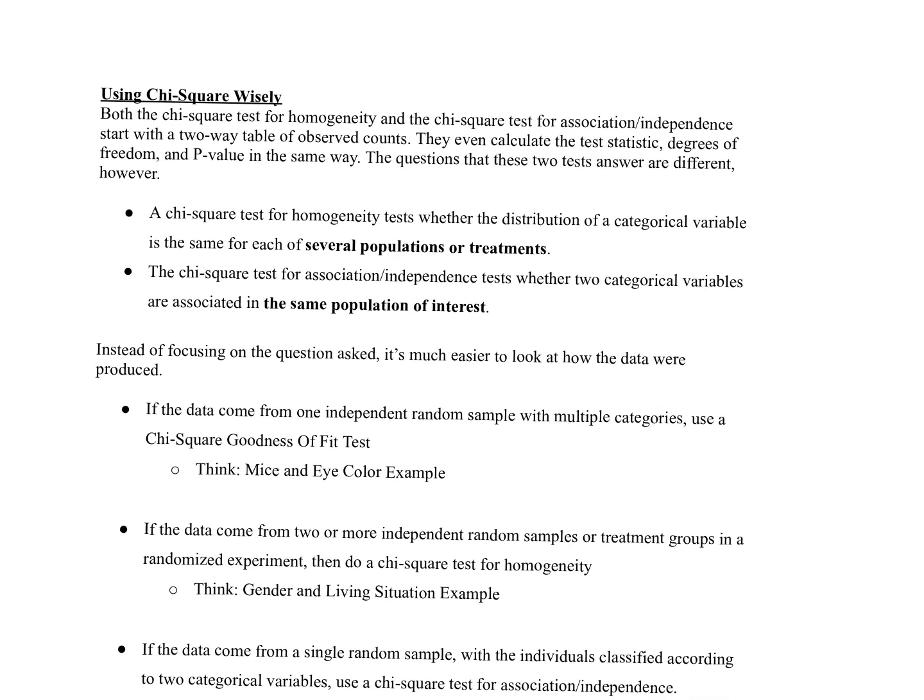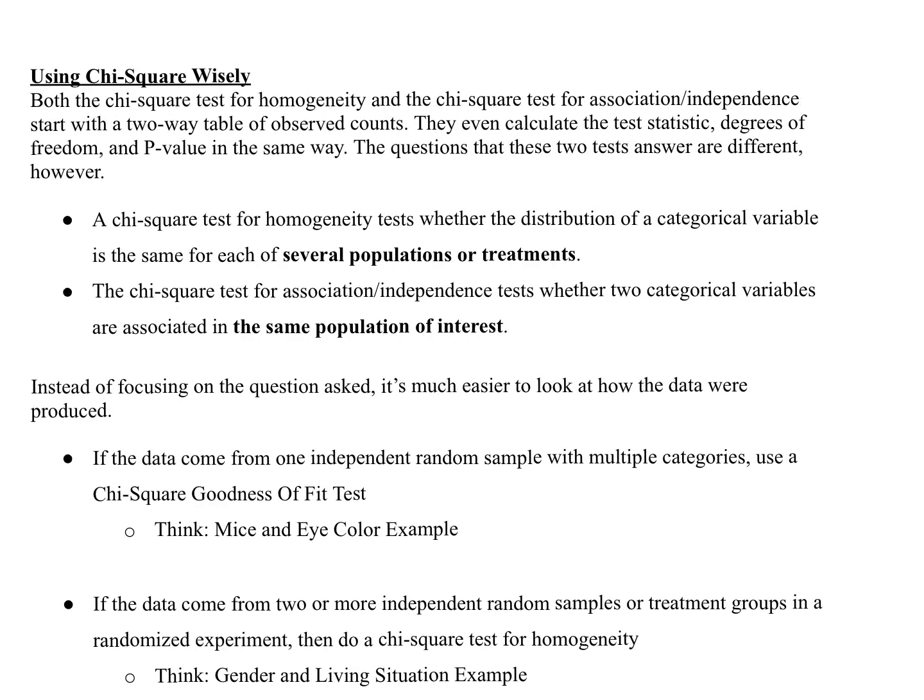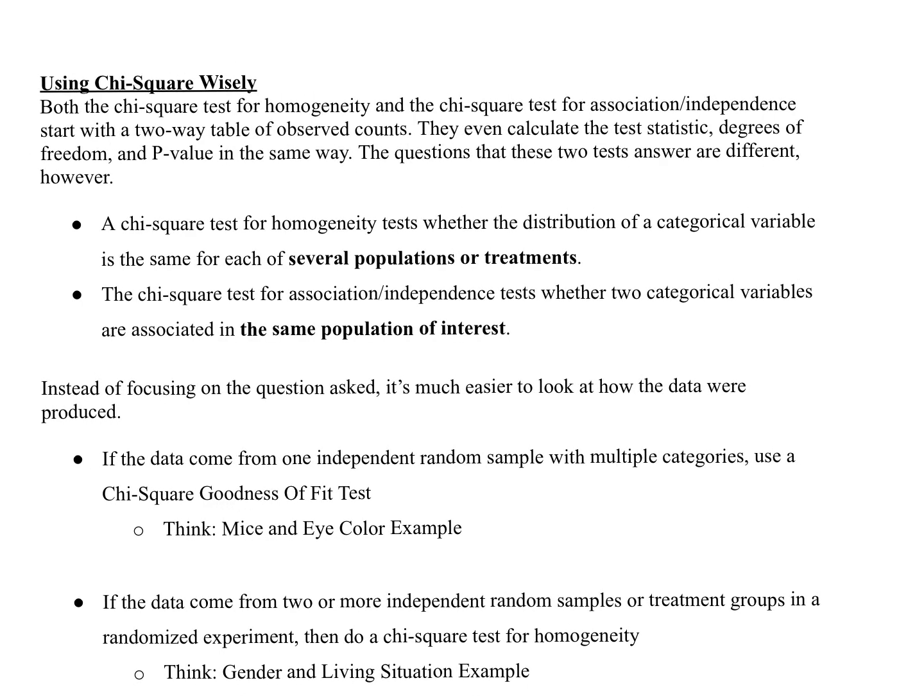So let's go ahead and talk about a couple things about making sure you're using chi-square correctly. The chi-square test for homogeneity and the chi-square test for association or independence are very, very similar. They both start with a two-way table as observed counts. They calculate a test statistic, degrees of freedom, and a p-value in the same way. However, the questions that these two tests answer are different, and that's where you have to know which one you're performing.